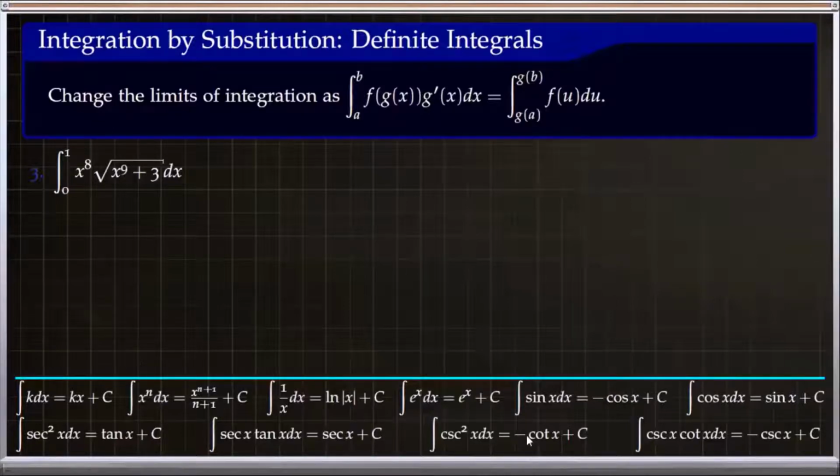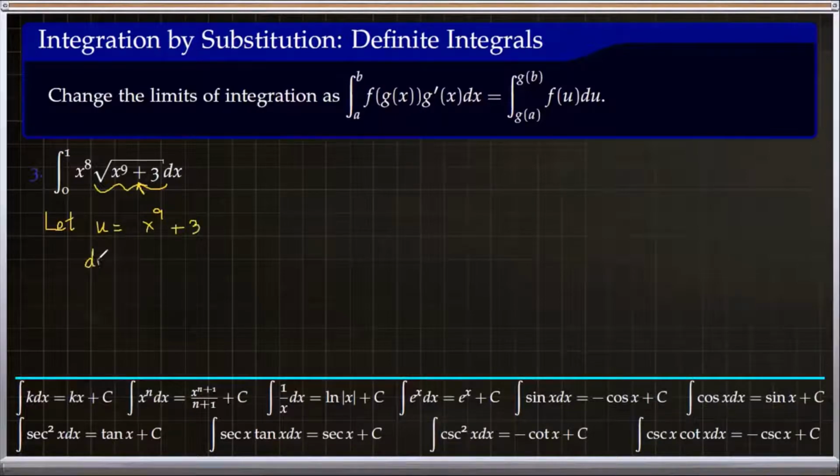This is the next example we want to work. So here we want to find the integral of x to 8 times square root of x to 9 plus 3 from x equals 0 to x equals 1. Again, the first step is to identify the function we want to substitute by u. So you want to let u be the inside part of the composition. So here I would say this part is the composition and inside is x to 9 plus 3. So I'm going to let u equals x to 9 plus 3.